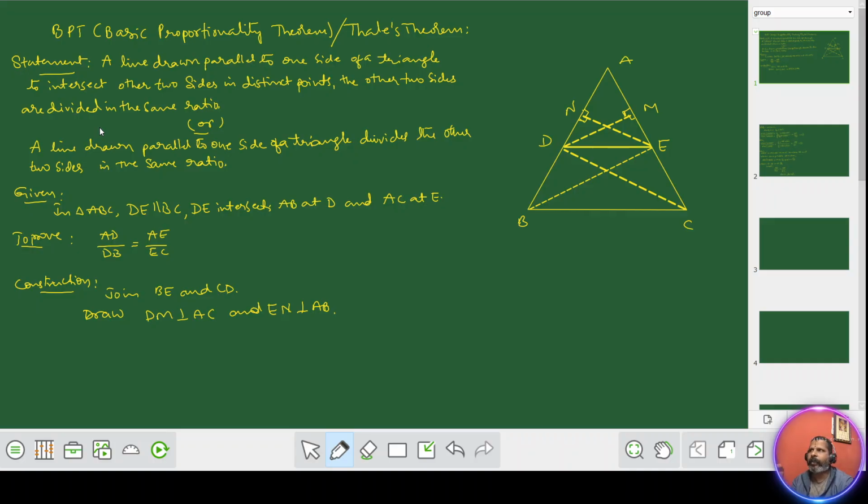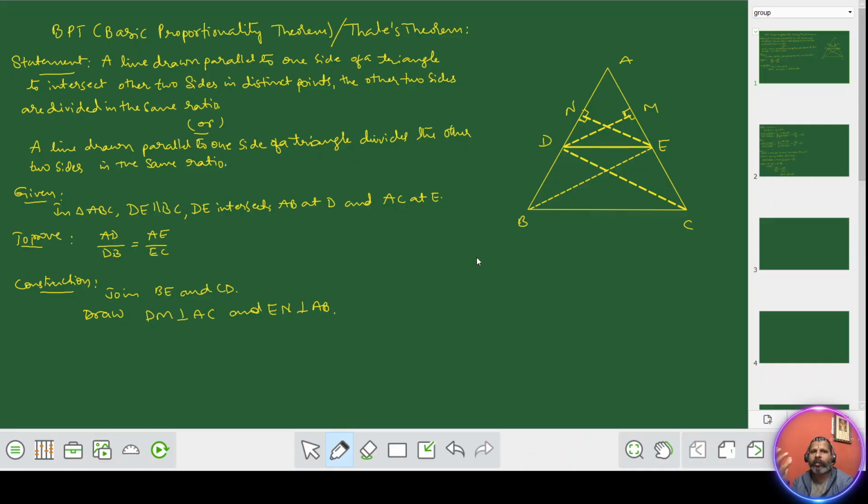For example, in this case the statement is: a line drawn parallel to one side of a triangle to intersect the other two sides in distinct points, the other two sides are divided in the same ratio. This is the statement. They'll ask to prove it. From this statement, we will have some information like given and to prove.